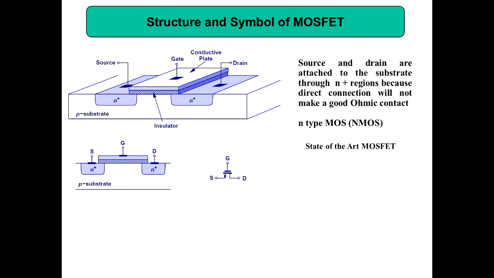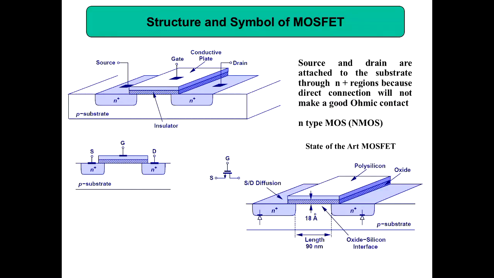So, state-of-the-art MOS. Here we will have an oxide layer. Here they will use polysilicon. And what I want to show you is this gap, that is around 90 nanometer. If the channel length is 90 nanometer, this is called 90 nanometer process technology.